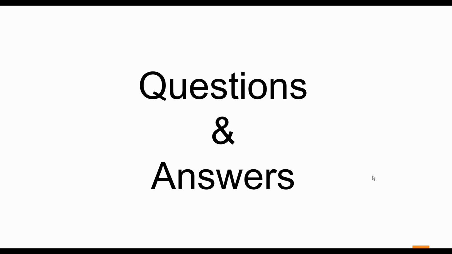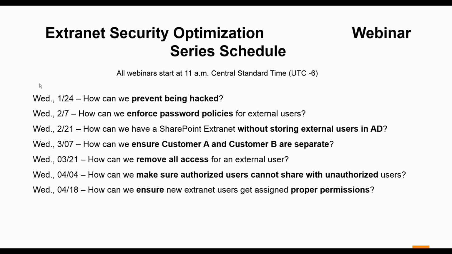Well, that looks like all the questions, and unless somebody else has one, feel free to jump in and throw it in there. Here's our lineup for the series. We're here on Wednesday, February 21st: how can we have a SharePoint extranet without storing external users in AD? Hopefully you got the gist of that from my presentation. And next time, in two weeks on Wednesday at the same time slot, we're going to cover how we can ensure customer A and customer B are separate. That is a very important question.